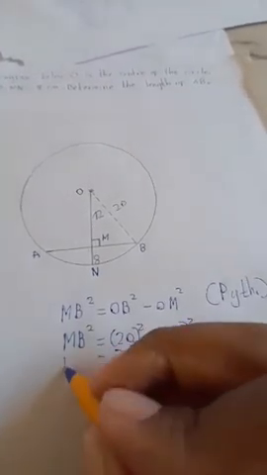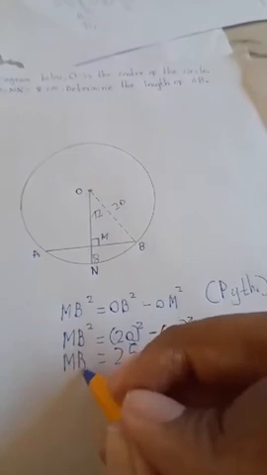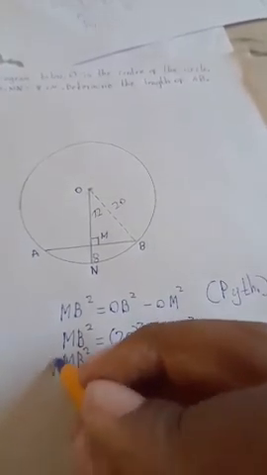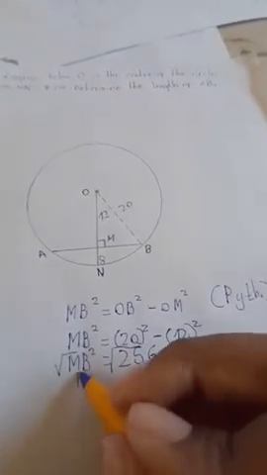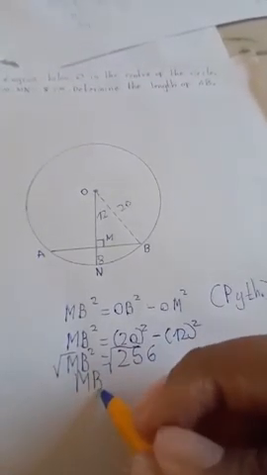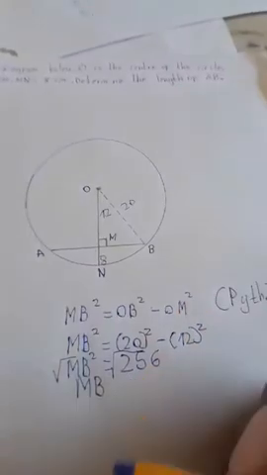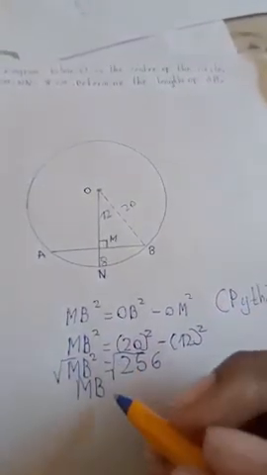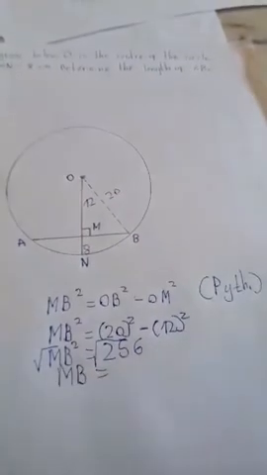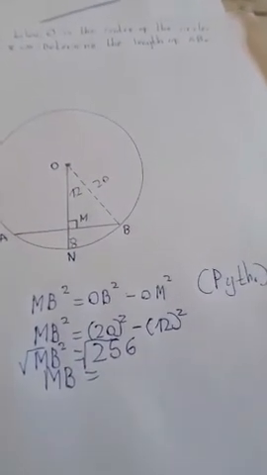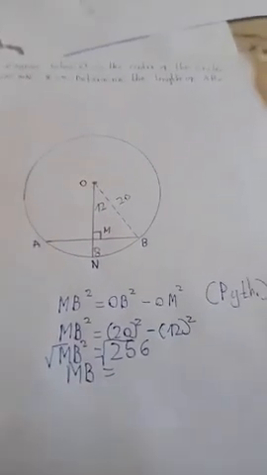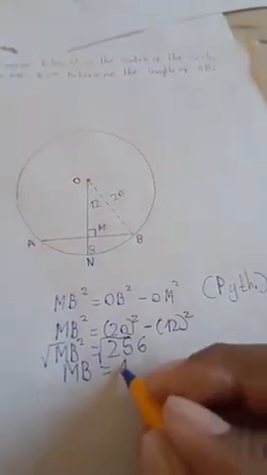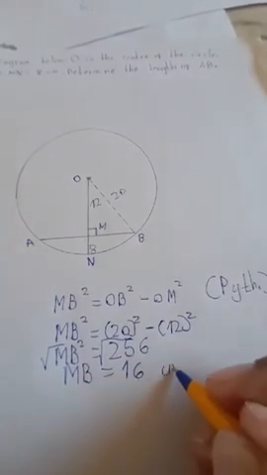Remember that this is MB squared. We want MB, so we can take the square root of both sides. Since we do not want a negative length, we will ignore the plus or minus sign and only take the plus sign here. So square root of 256, let me check. 256 is 16. Yeah, it's 16. MB is 16 units.